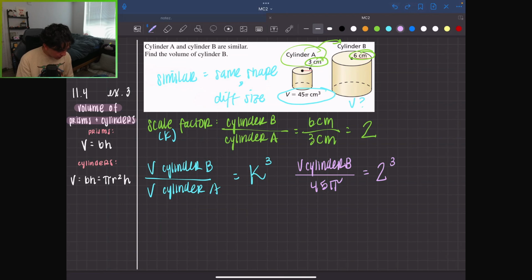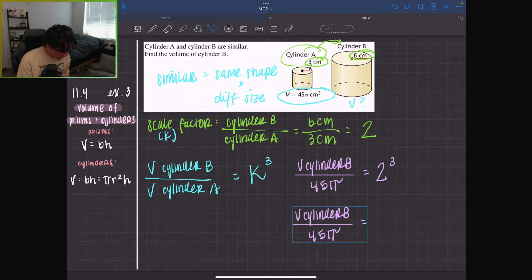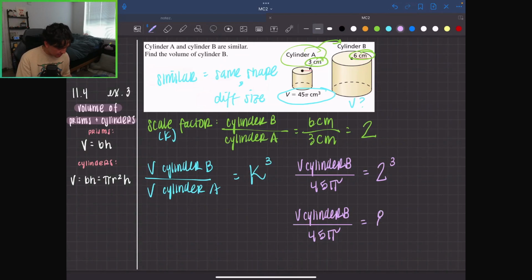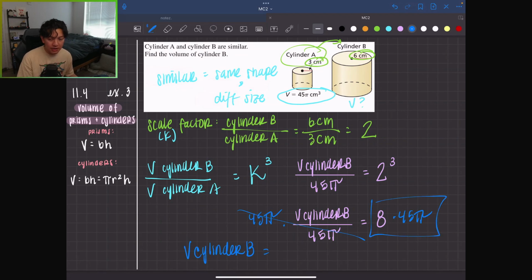Let's go ahead and simplify this. So the volume of cylinder B over 45 pi is going to be equal to 2 cubed, which is 8. And then what do we have to do to both sides so that we isolate the volume of cylinder B? We're going to multiply both sides by the denominator of 45 pi. Once this happens, that equals 1, so we're left with the volume of cylinder B equals 8 times 45 pi.